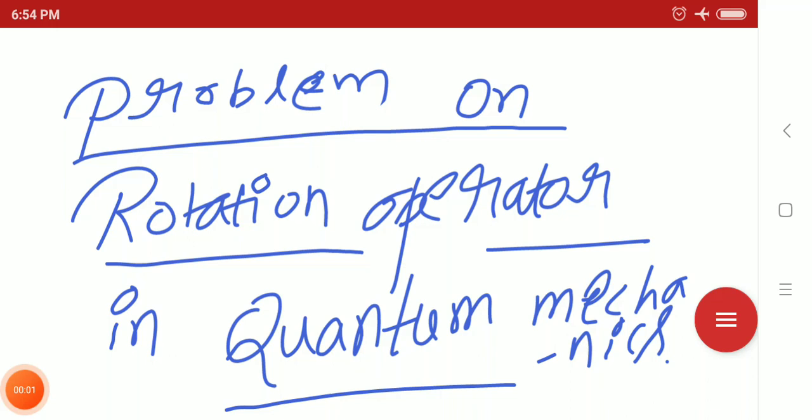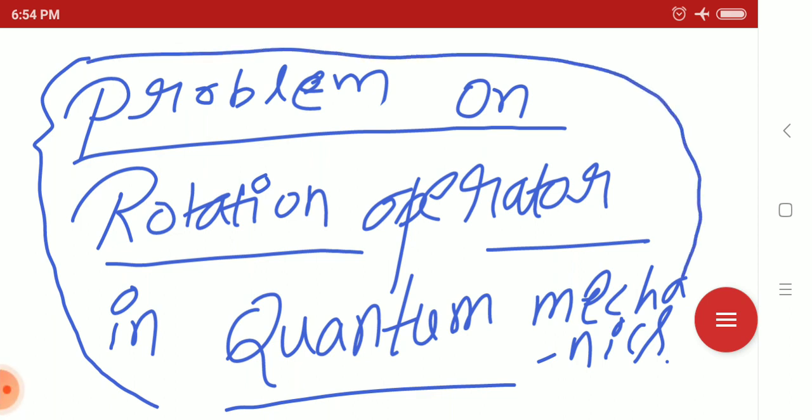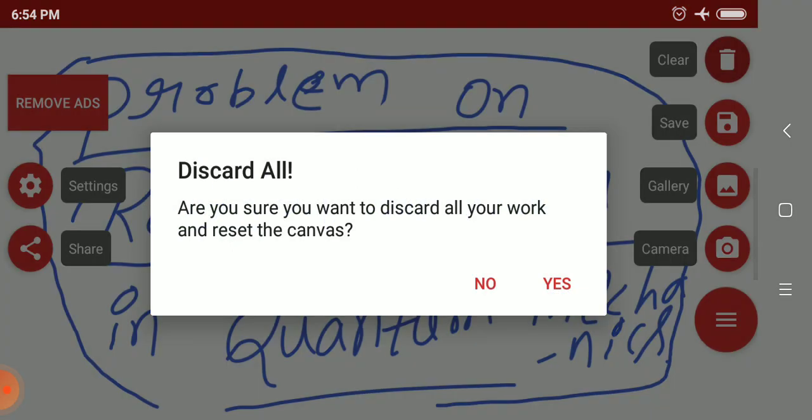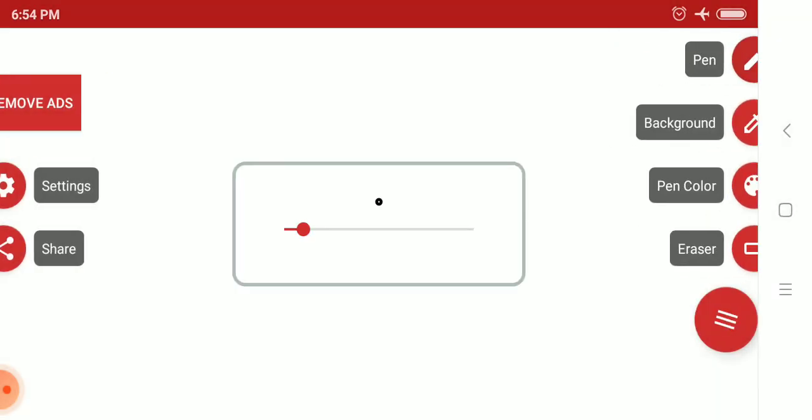Hello friends, today I am going to discuss a problem on the rotation operator in quantum mechanics. Today we will discuss the application of the rotation operator in quantum mechanics. Actually, it has huge and lots of applications in the field of quantum mechanics. When I discuss the problem, you will understand it.